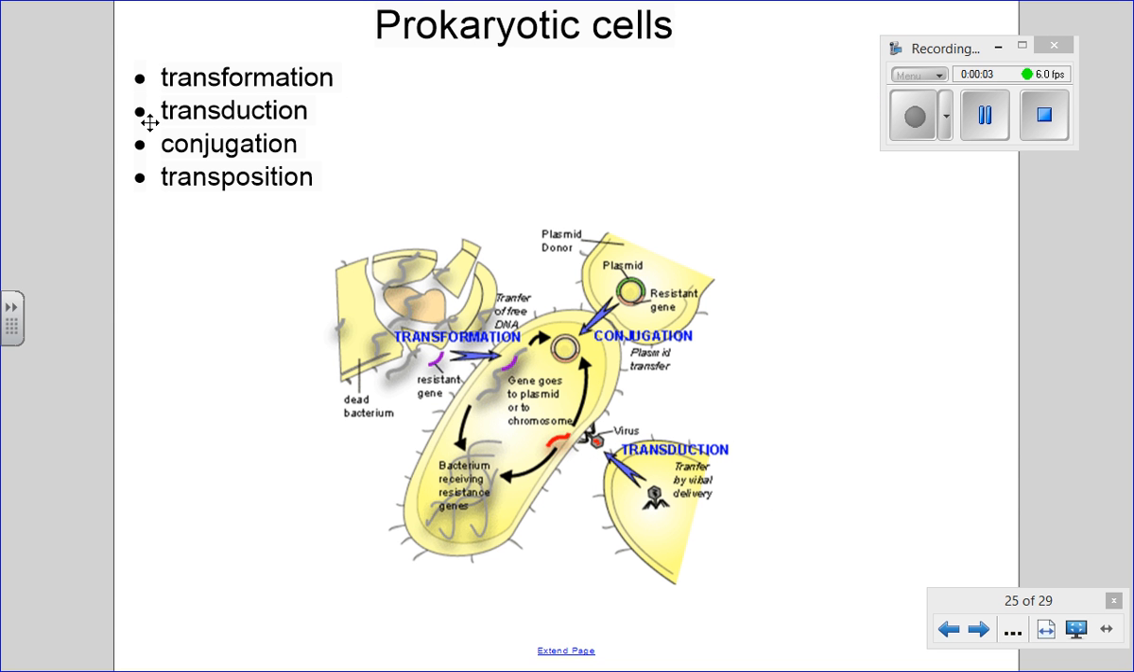So yesterday we talked about mutations and why they happen and what can be the result of them. Today we're going to talk about other changes that can happen to your DNA aside from mutations.